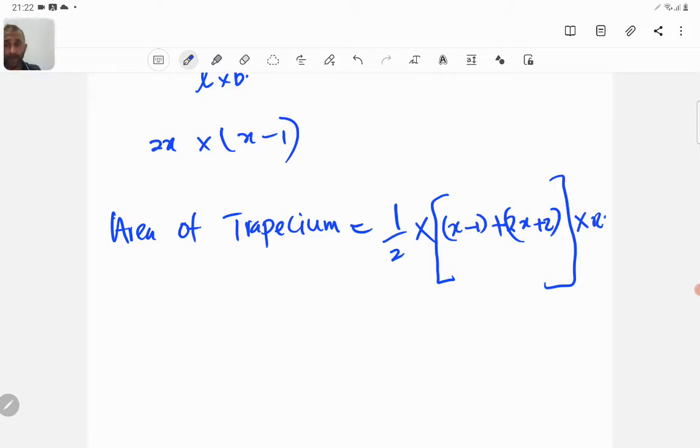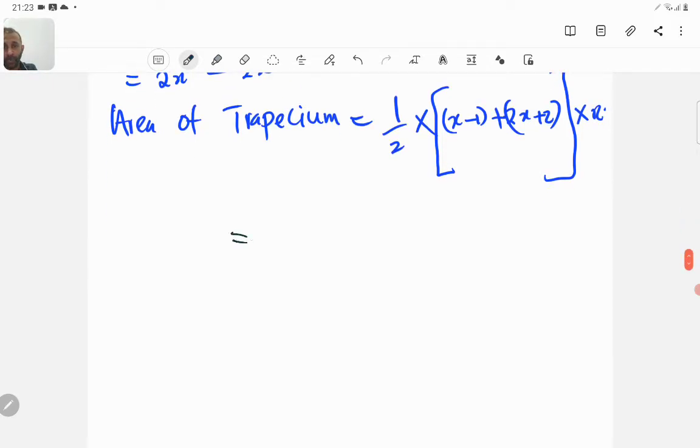Now let's simplify both. If I simplify the first one, it is 2x square minus 2x. That is the answer for this. What you need to do is multiply the 2x with each term. If you multiply the first one, you get 2x square, and the second one, because the sign here is minus, here the sign is plus, so 2x into minus 1 gives minus 2x. Let's simplify the second one now.